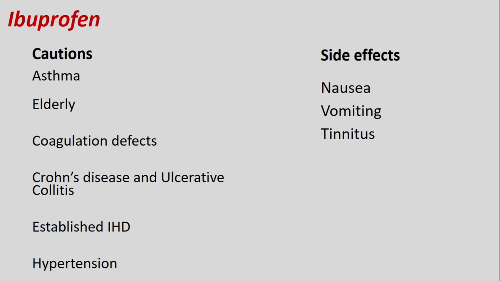Use cautiously in older patients over the age of 65 that have not used or tolerated NSAIDs recently. Those with coagulation defects, as again this is all to do with the disruption of the enzymatic cascade and the effect on coagulation. Patients with Crohn's disease and ulcerative colitis, and lastly established ischemic heart disease and hypertension. Considering this is a medication that you can safely buy off the shelves, there are certainly a lot of contraindications and cautions for its use.